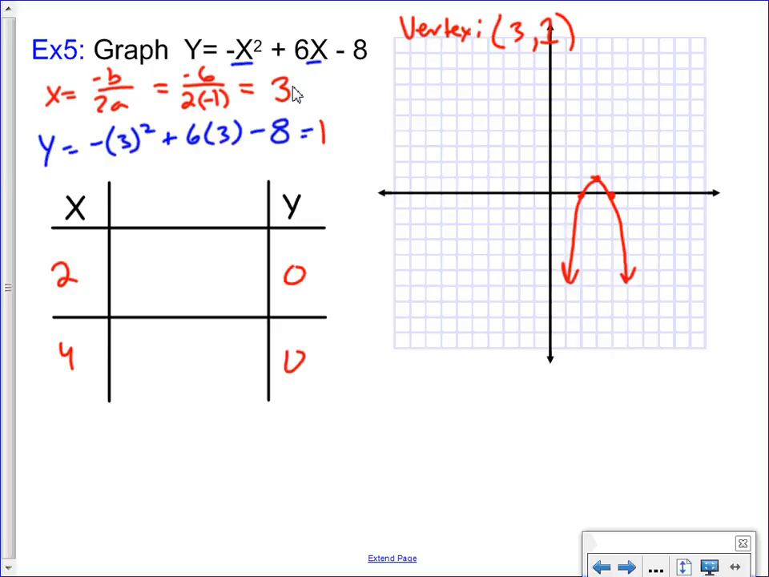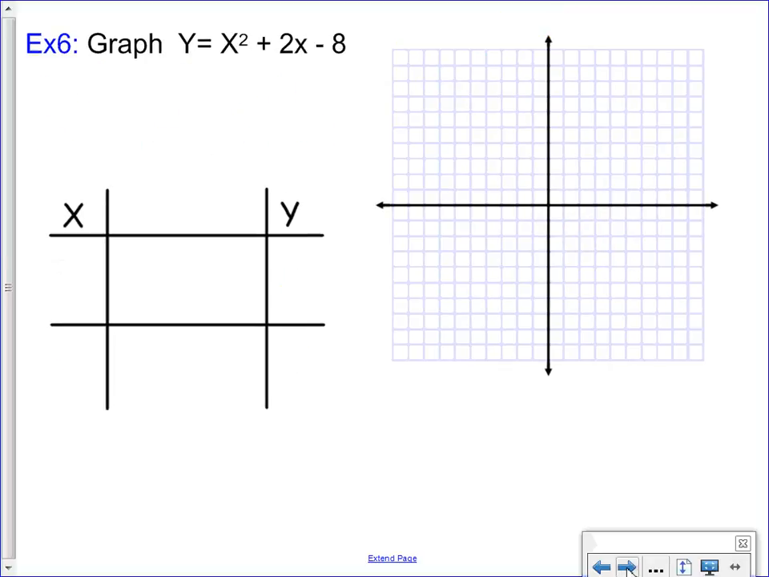Here we go. Shall we do it again? Okay. Sure. Before you do this, is it opening up or down? Up. Yeah, it's up. Okay, here we go.